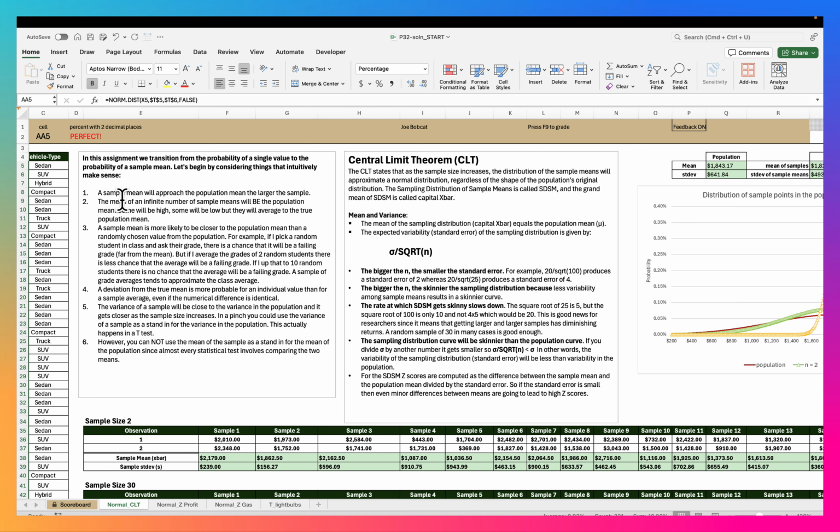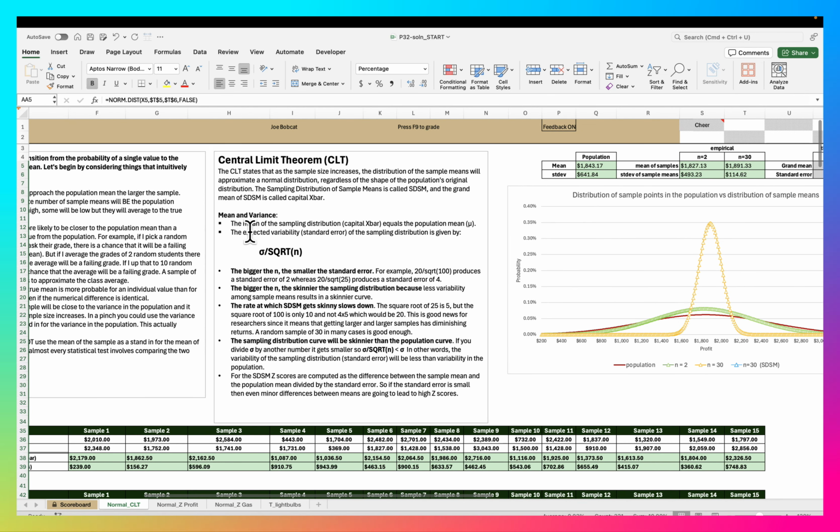Because if the sample gets big enough, eventually it's going to be the whole population, so the means will be the same. The mean of an infinite number of sample means will be the population mean. Some will be high, some will be low, but they will average to the true population mean. And that's kind of cool. And you can sort of see this starting to happen here.